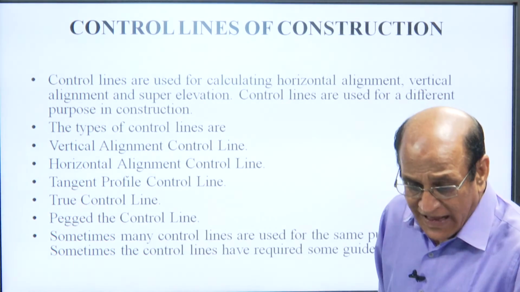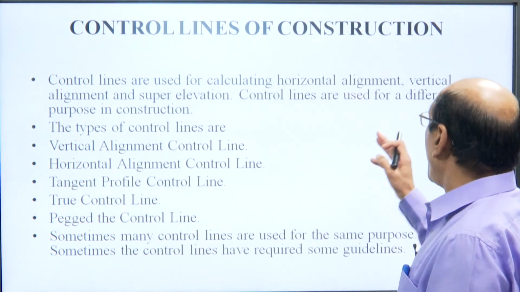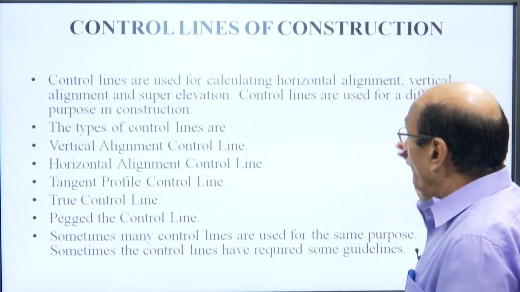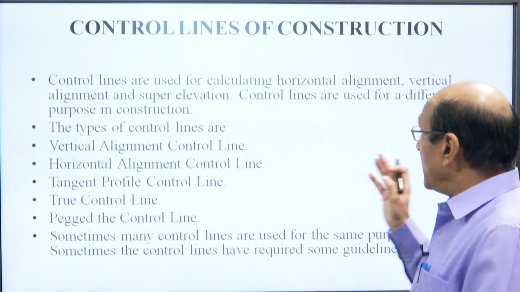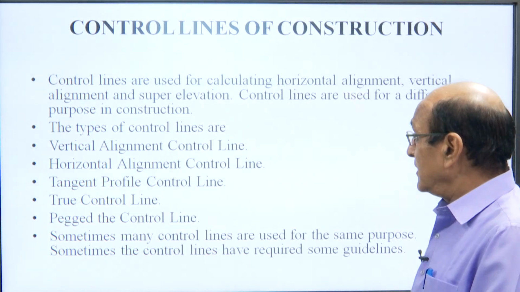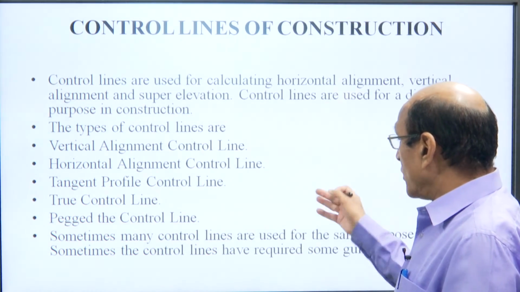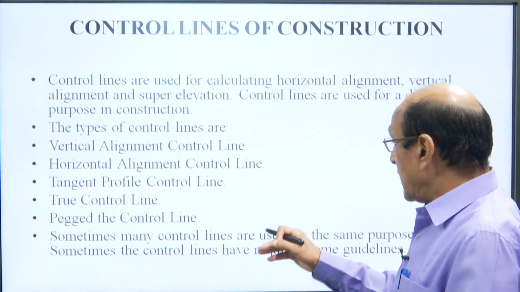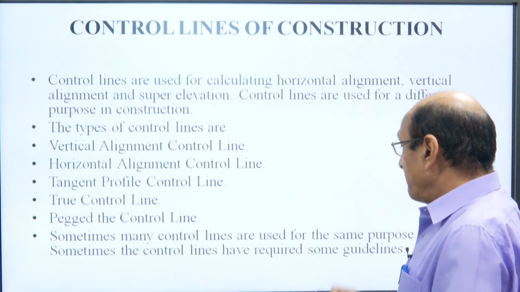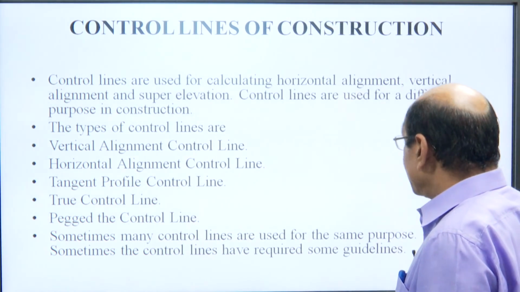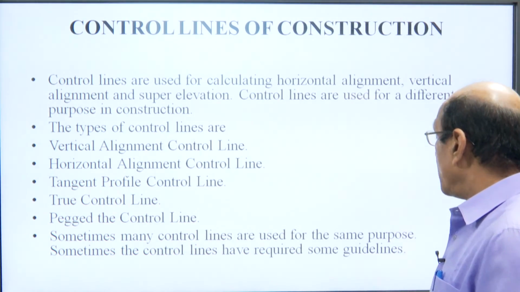The control lines of the construction. Control lines are used for calculating the horizontal alignment, vertical alignment and the super elevation. Control lines are used for different purposes in construction. The types of control lines are vertical alignment control line, horizontal alignment control line, tangent profile control line, true control line, and pegged control line. Sometimes many control lines are used for the same purpose, and sometimes the control lines require some guidelines.